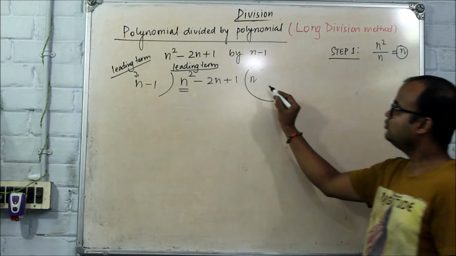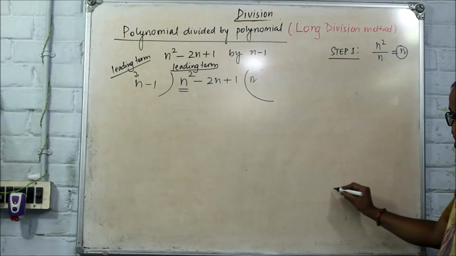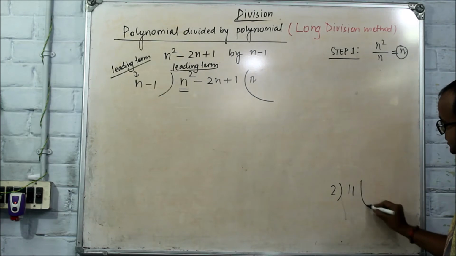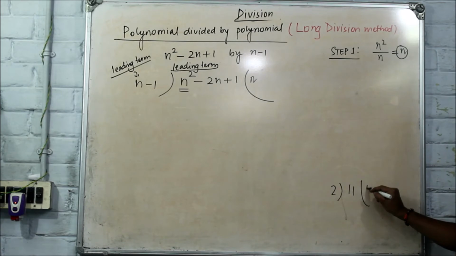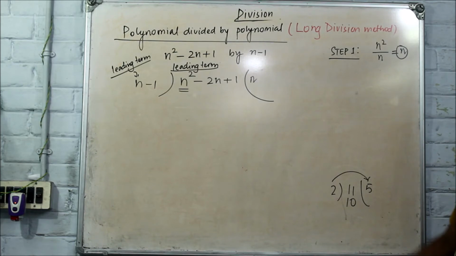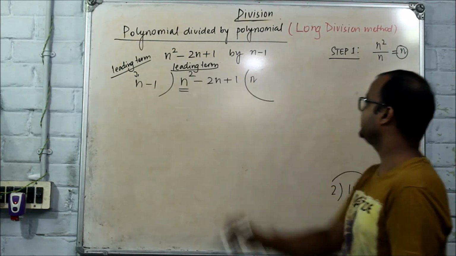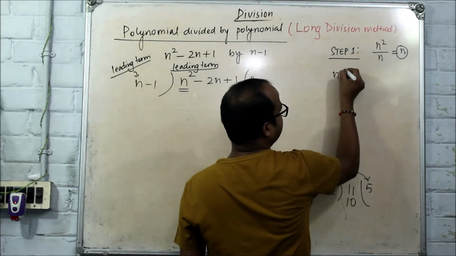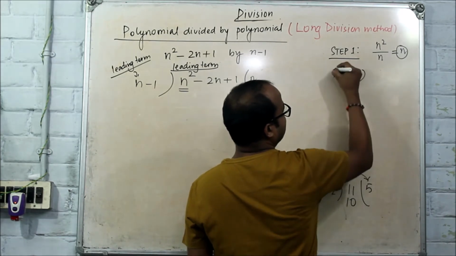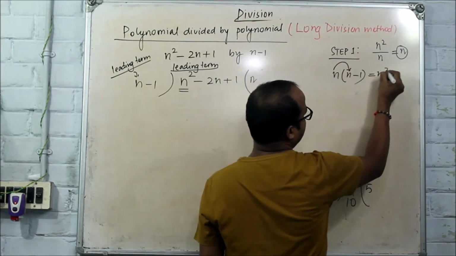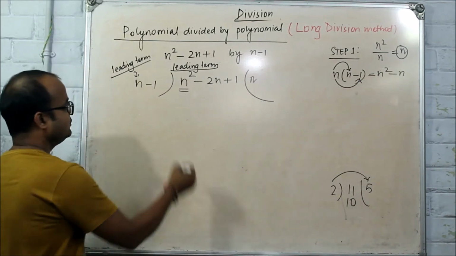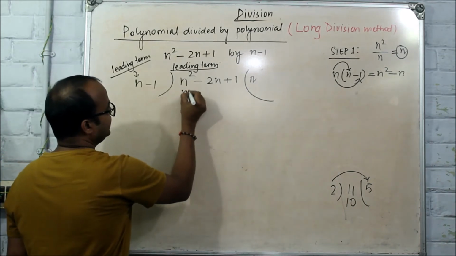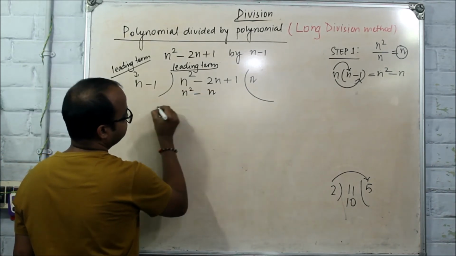Clear? Now, in normal division, suppose 11 divided by 2. So what do you do? 2 5s are 10. You are multiplying these two. Same way we are going to multiply these two, that is n multiplied by n minus 1. So n into n square, n into minus 1, minus n. So we write here n square minus n.